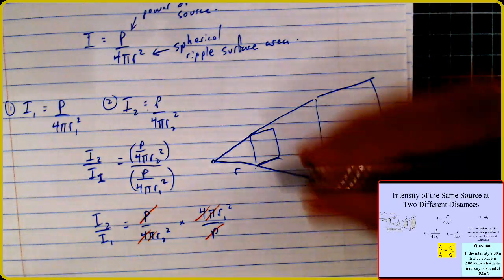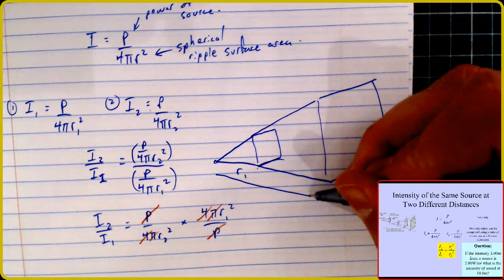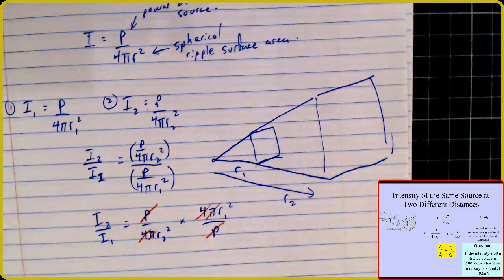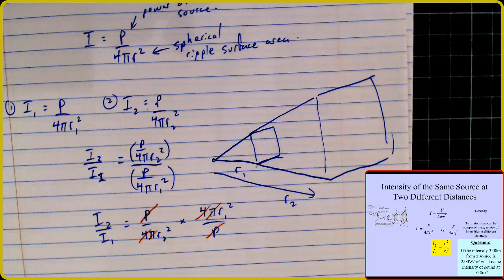Okay, so we have a small area here at R1 perhaps, and we have a large area out here at R2, if that was the case. A lot of times people use R1 as the close distance to the sound source and R2 as the far distance to the sound source, but it actually is arbitrary as long as you're consistent about your labeling.